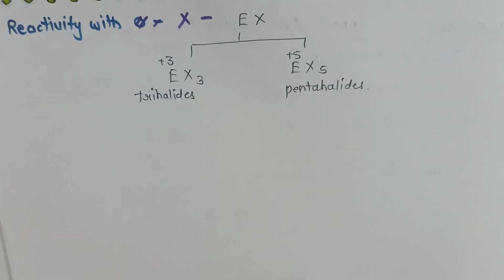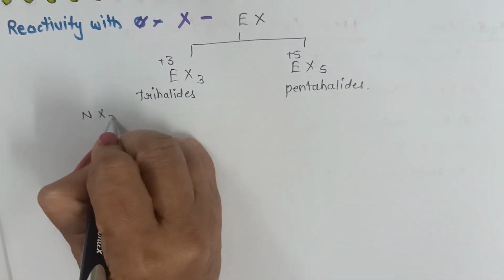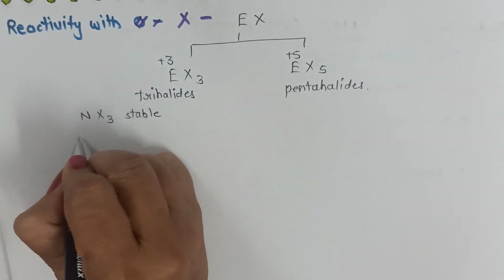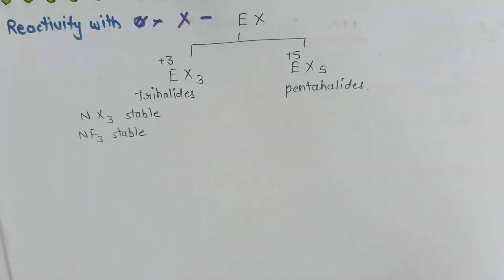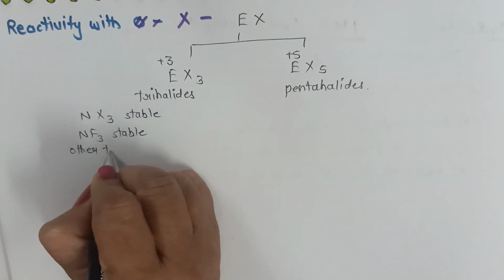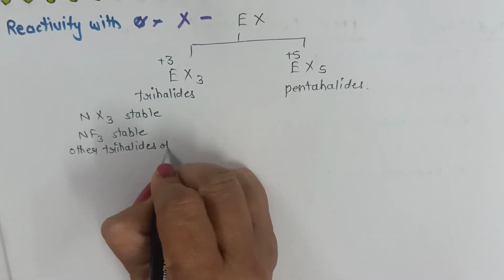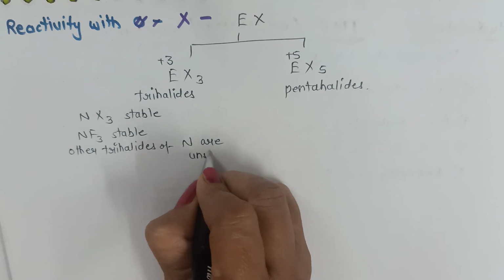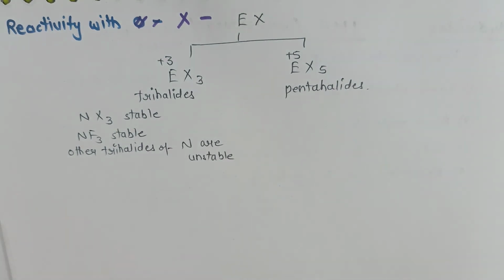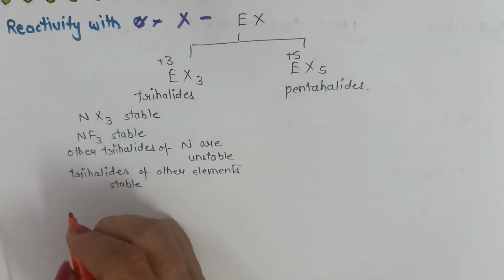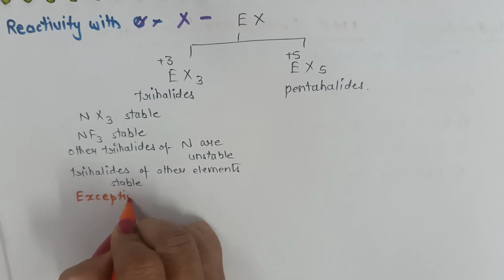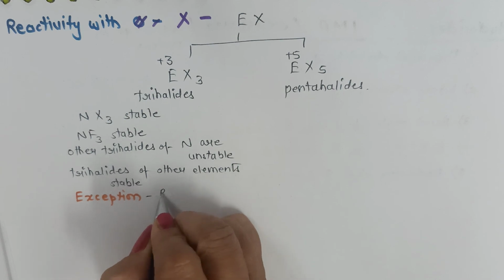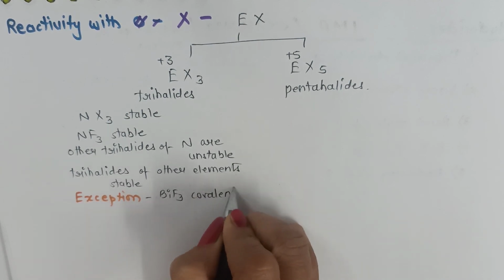Just now we have seen that in case of nitrogen, only trihalide is stable. In that also NF3 is stable. Other trihalides are not stable. They are unstable, or I will say they are explosive also. But for the other elements, their trihalides are stable. One more thing. This is a compound where the element will show lower oxidation state. Lower oxidation state means it should be ionic in nature, but there is an exception. Exception is bismuth fluoride. Bismuth fluoride is covalent in nature.